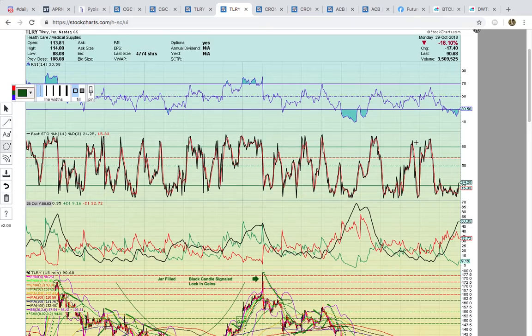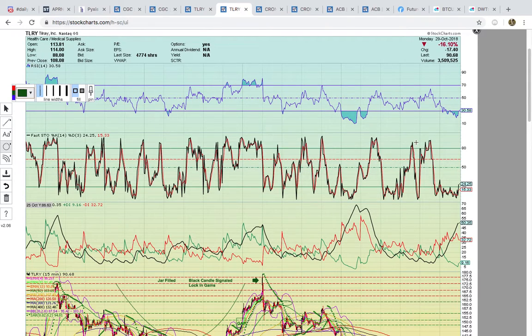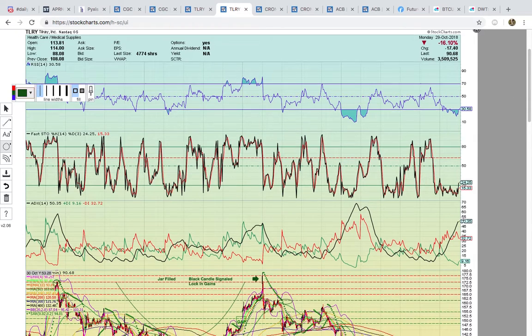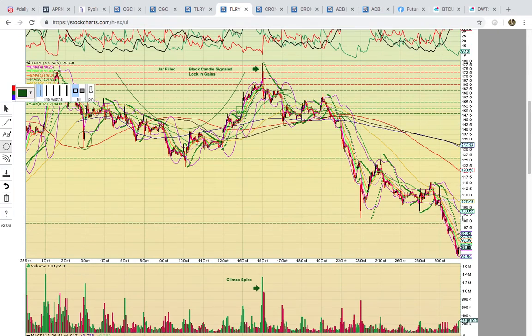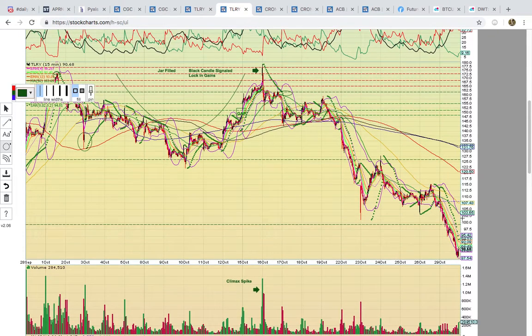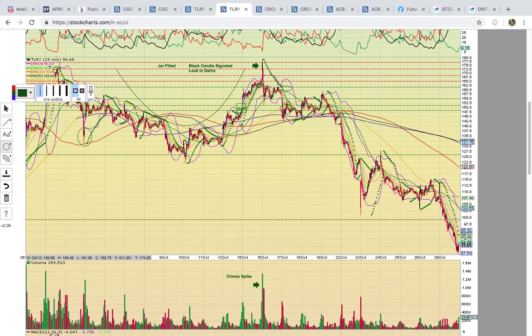Now take a look here at the TLRY 15-minute chart. I wanted to show you this. This is a chart from back on the 16th, and you can see it's oversold here on RSI and Fasto. This chart was posted in a video that I did, showing that it had formed the black candle on the chart up here. That was the opening candle on the 16th, and that black candle signaled to lock in gains. It had filled the jar back over here, this big October jar, and that was a climax event.